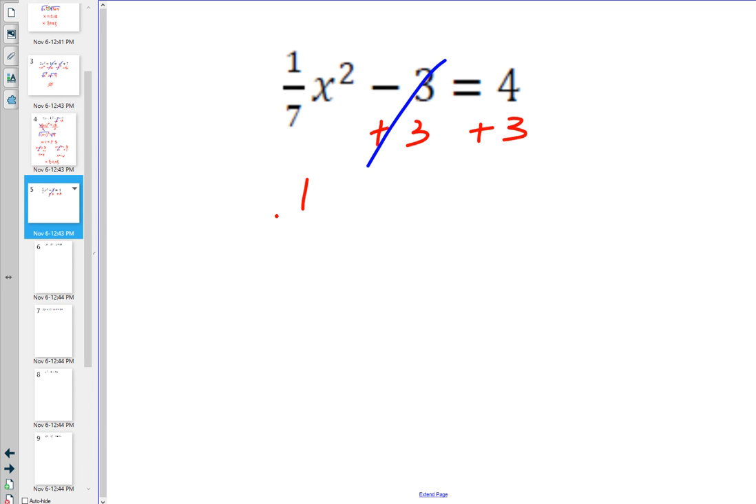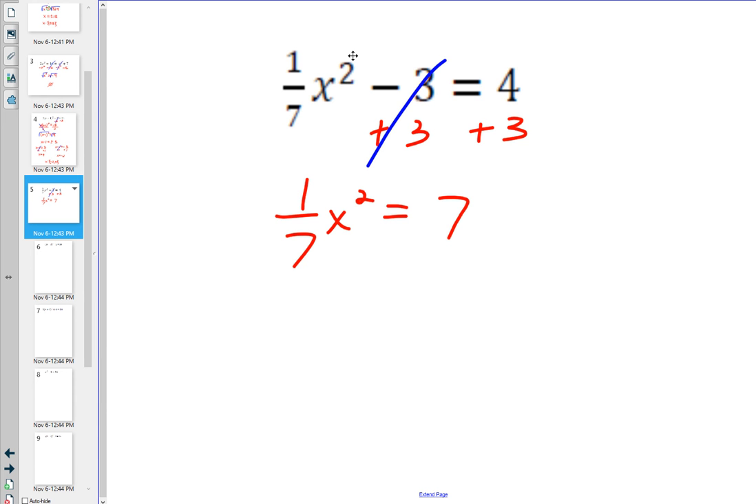1 over 7 x squared is equal to 7. And then, I'm multiplying by a fraction. So you're like, well, Mr. Romero, the opposite of multiplying is dividing. Aren't you supposed to divide by 1 over 7? Yeah, but fraction and division, they don't work well together.